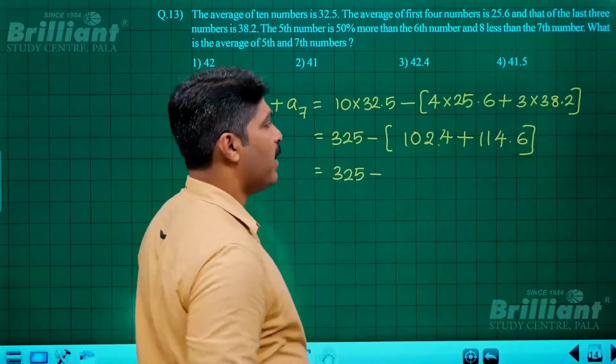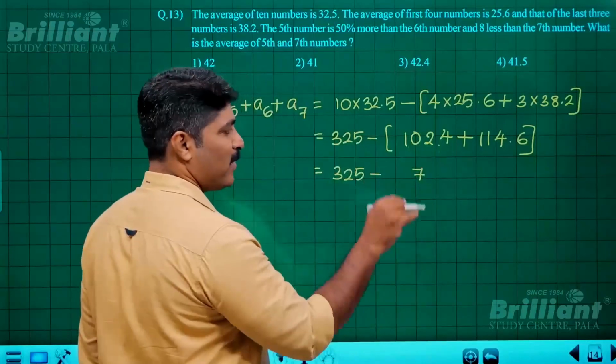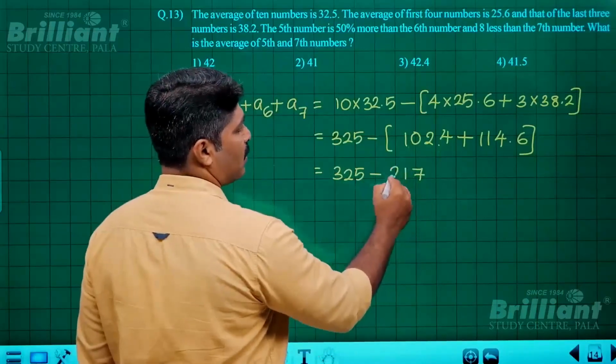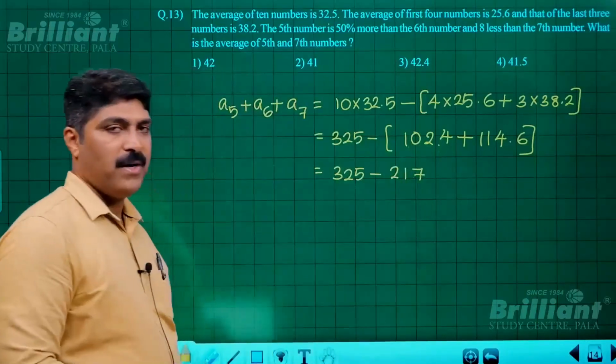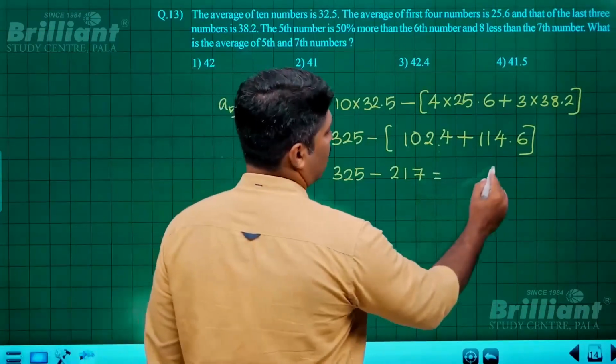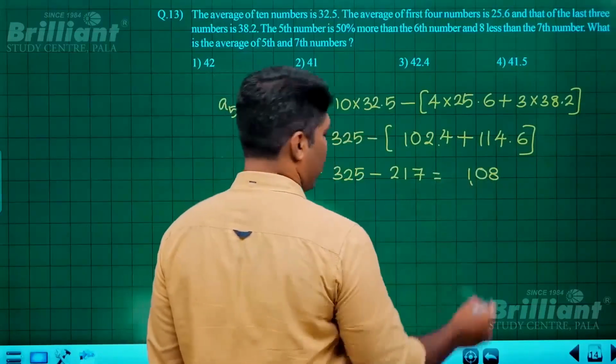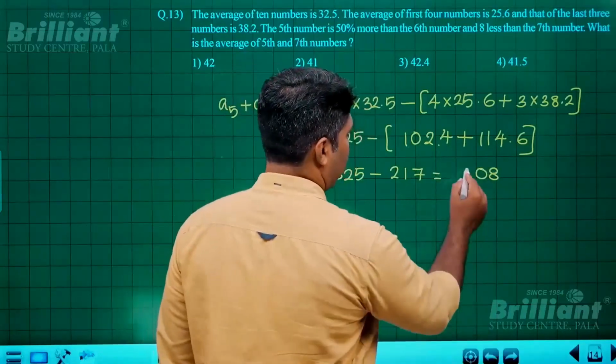What is the sum of these values? 6 plus 4 is equal to 10. 4 plus 2, 7. 4 plus 2, 6 plus 1, 7. So this is 1, this is 2. So 325 minus 217. So find the difference here. So this is equal to 8. So this is 2, 0, and this value is 108.